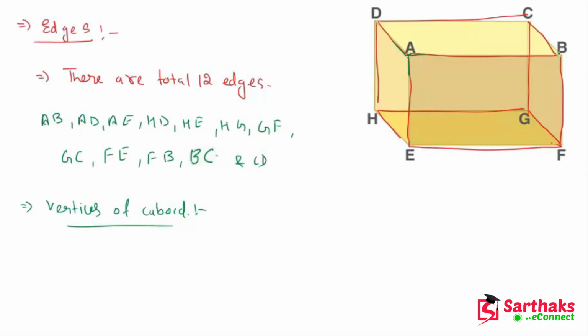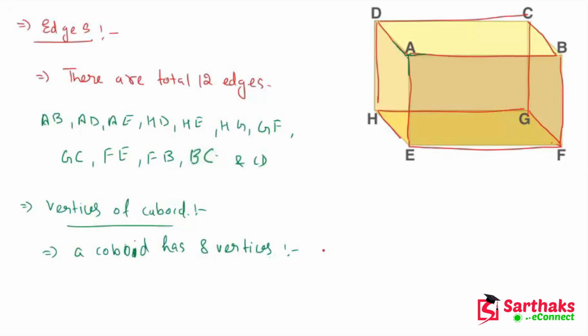It means A, B, C, D, E, F, G, H. So these are the vertices of the cuboid. I hope, my dear friends, you understand these things. So we can say that a cuboid has 8 vertices. You can see 1, 2, 3, 4, 5, 6, 7, 8. So we can say a cuboid has 8 vertices.